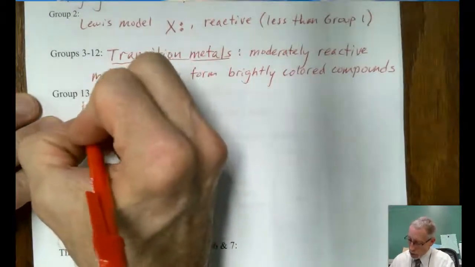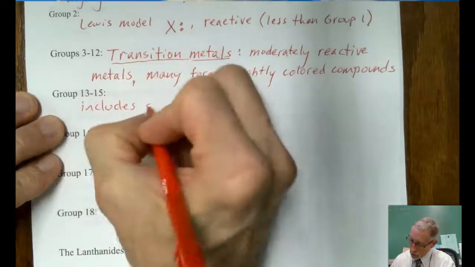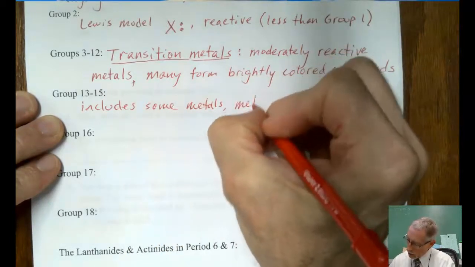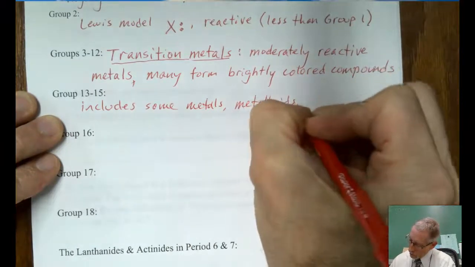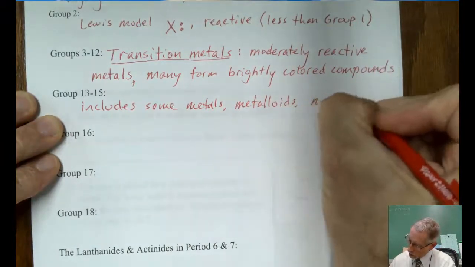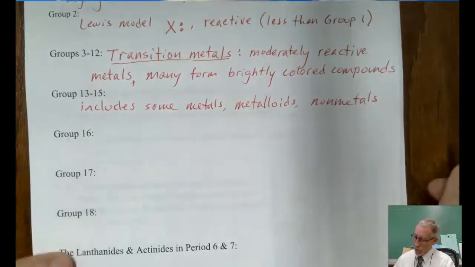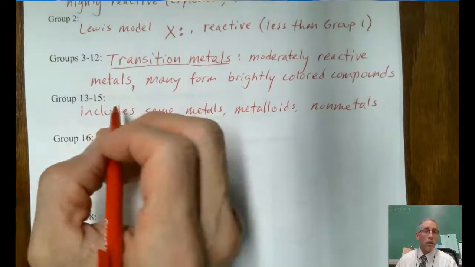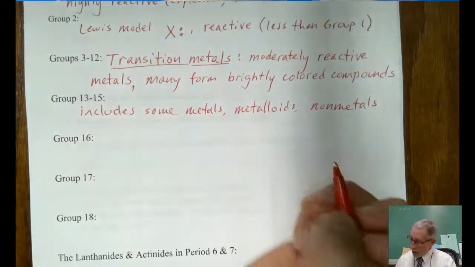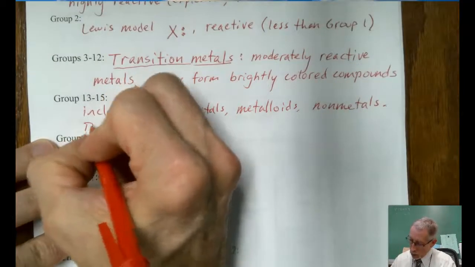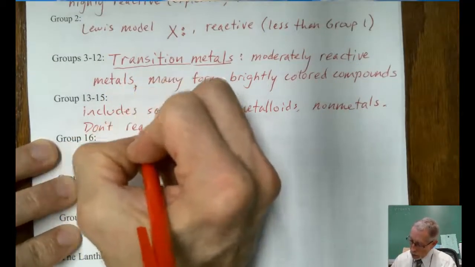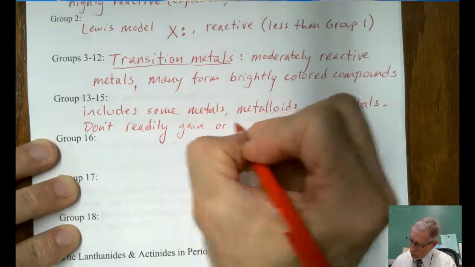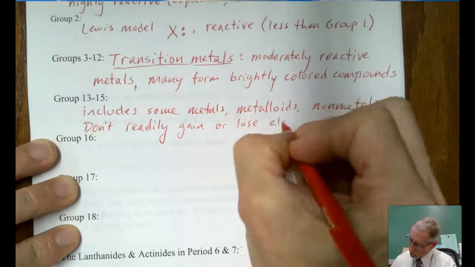So each of these includes some metals, metalloids, and nonmetals. I'm not going to give their Lewis dot symbol because they would have either 3, 4, or 5. Okay? They don't readily, that means easily, gain or lose electrons.